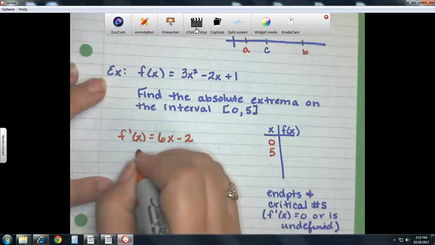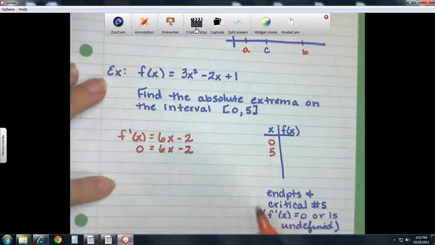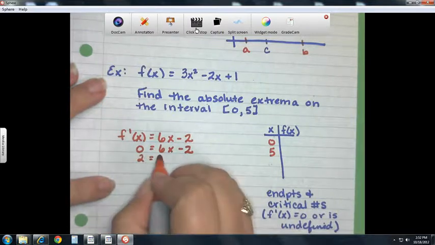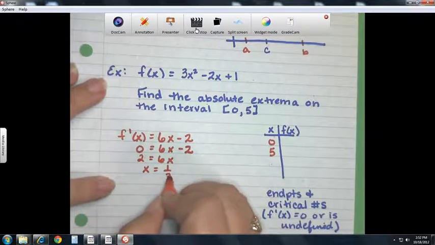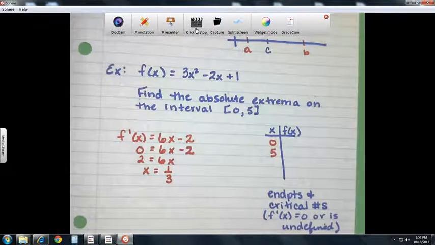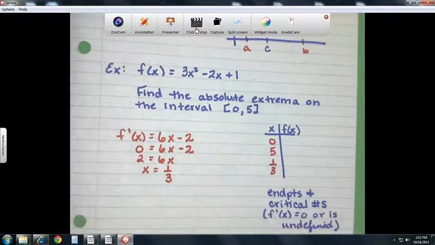So 2 equals 6x. X is equal to 1/3. Is 1/3 on the interval? Yes. What if it wasn't on the interval? Do I need to look at it if it's not on the interval? No, because I don't care. Then I would only look at the endpoint.